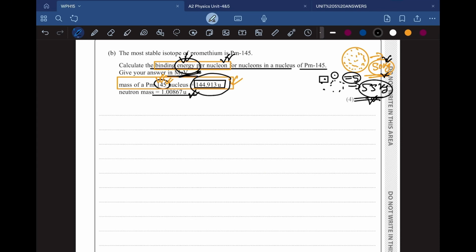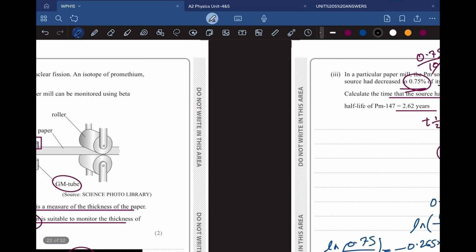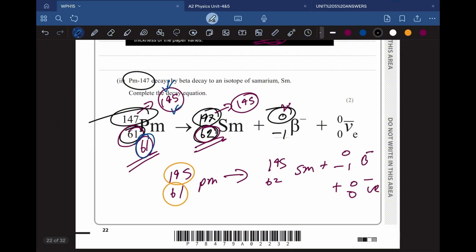So we have got the mass of the constituent particles, and we have got the mass of the actual nucleus, which will be smaller, but the mass of the constituent particles will be way higher. So we'll have to add those 145 constituent particles' mass together. Now we know it was 145 Pm, so 145 is the mass number. If the proton number was 61, then the neutrons would have been 84, right? Because 61 plus 84 is equal to 145.